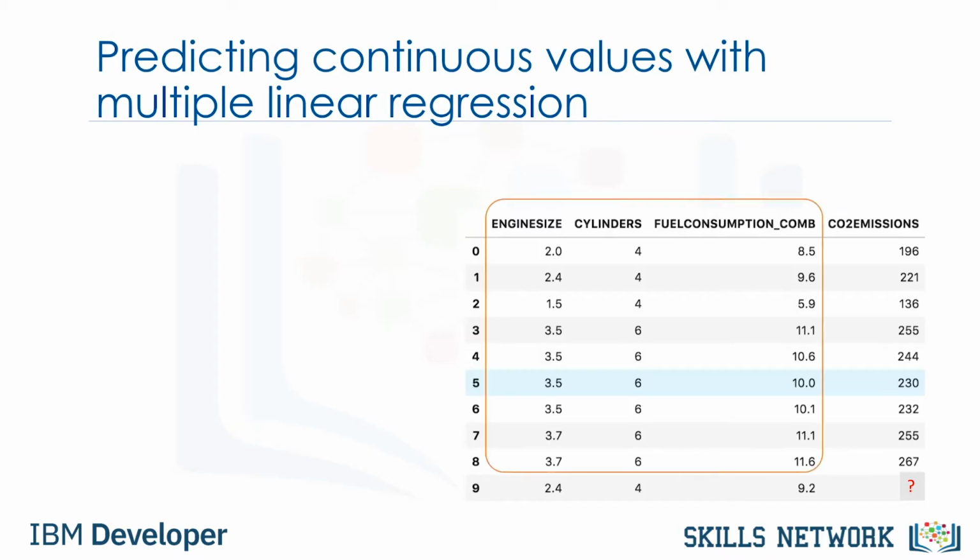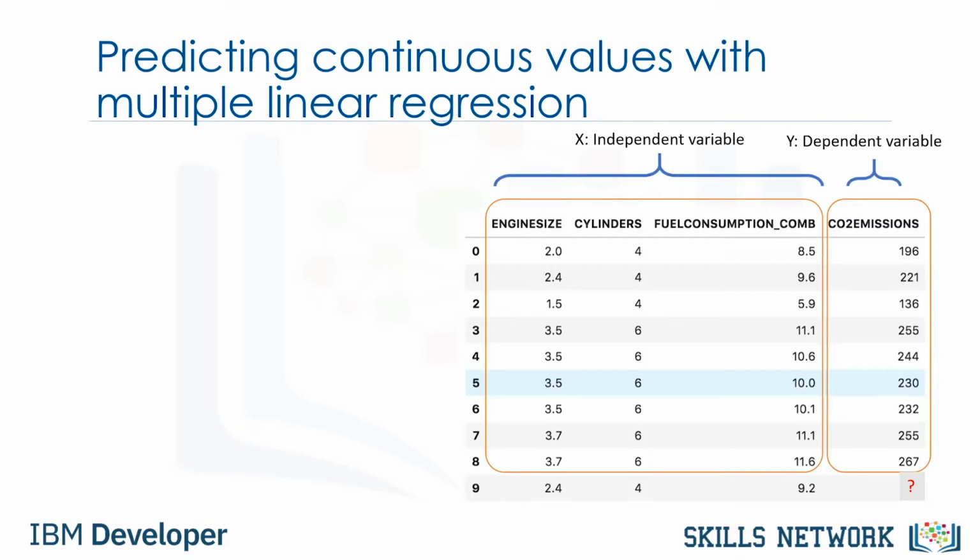As is the case with simple linear regression, multiple linear regression is a method of predicting a continuous variable. It uses multiple variables, called independent variables, or predictors, that best predict the value of the target variable, which is also called the dependent variable. In multiple linear regression, the target value, y, is a linear combination of independent variables, x. For example, you can predict how much CO2 a car might emit due to independent variables, such as the car's engine size, number of cylinders, and fuel consumption.